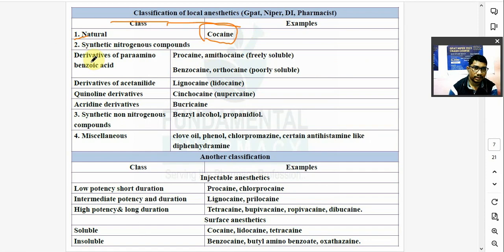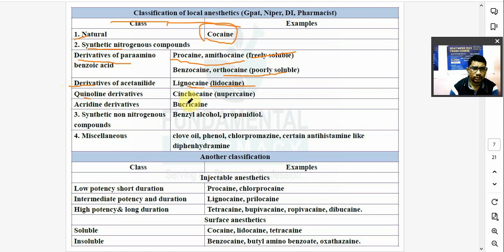Cocaine. Then synthetic nitrogenous compound. In that you are having first derivatives of para-aminobenzoic acid, PABA derivative. So in that procaine is there, amethocaine is there. Amethocaine is fully soluble. Benzocaine, orthocaine. Orthocaine is again poorly soluble. Derivatives of acetanilide. Acetanilide के derivative. In that you have lignocaine, which is also known as lidocaine.